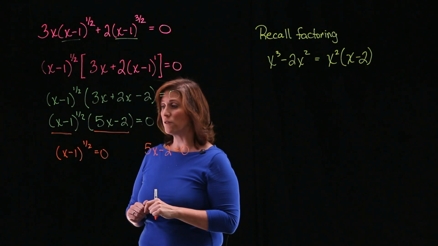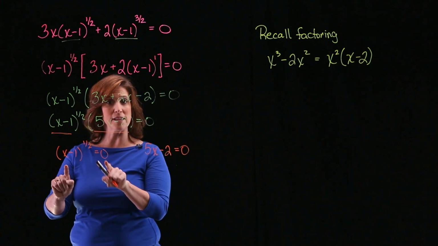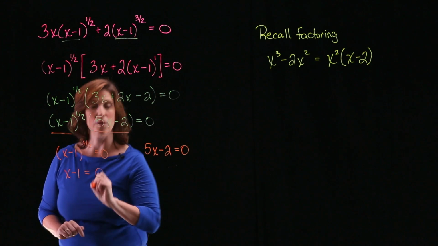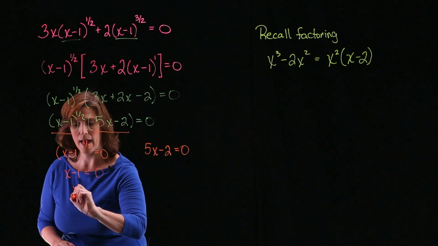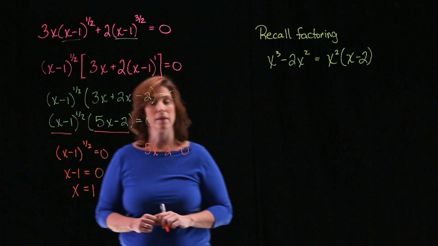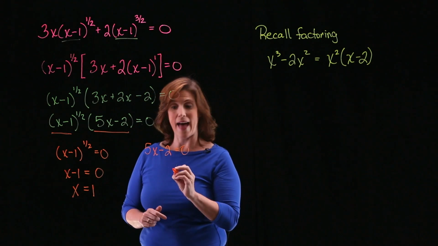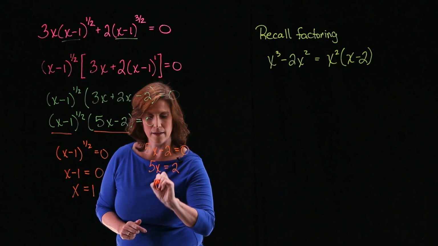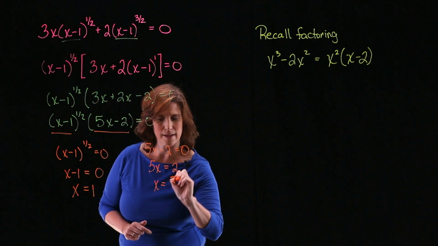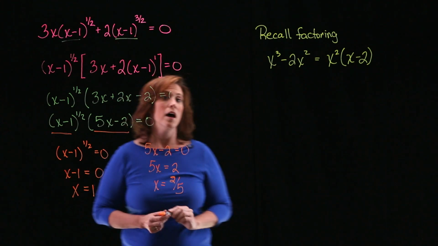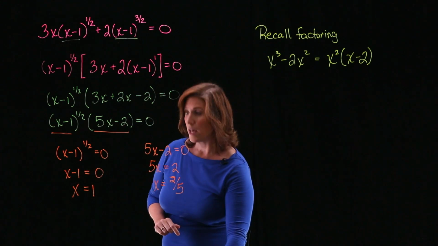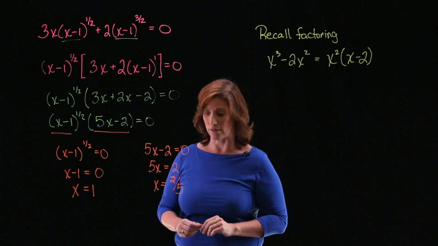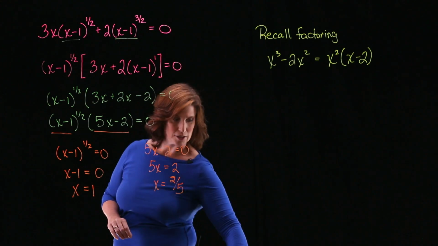Solving each of these equations for x, I'm going to square both sides of this equation and get x minus 1 equals 0, and then adding 1, x equals 1. For my second equation, I'll add 2 to both sides, and then divide both sides by 5. Now, in a problem like this, you have to make sure that you check your answers because you may get extraneous solutions. So let's go ahead and check those equations.